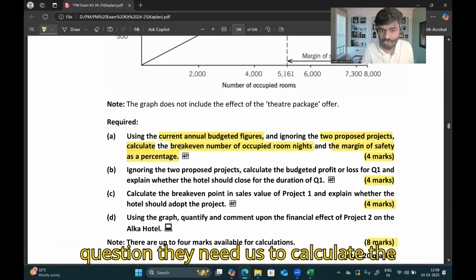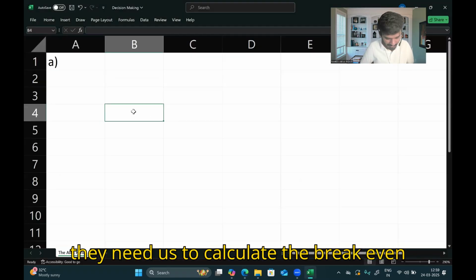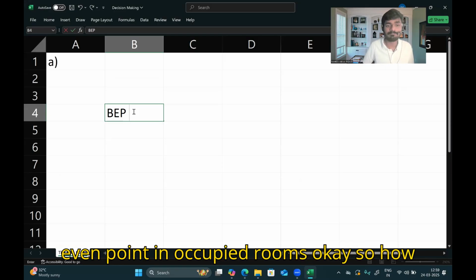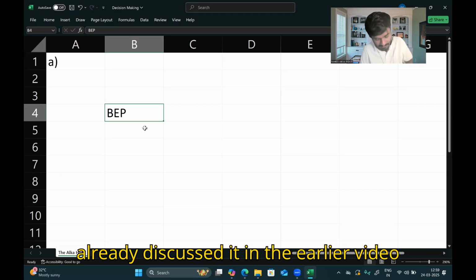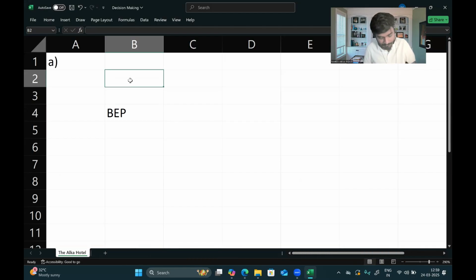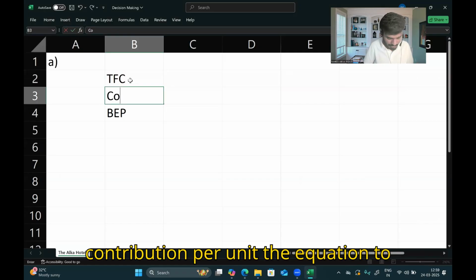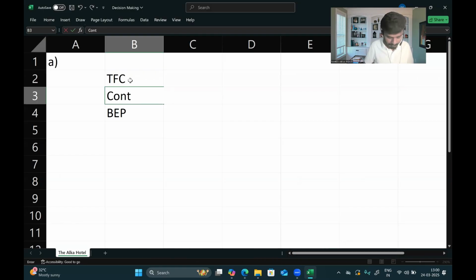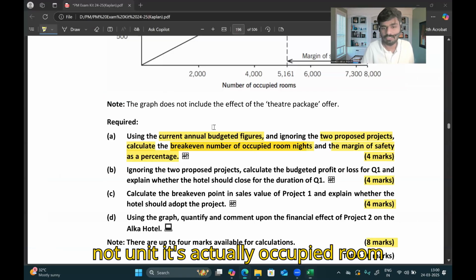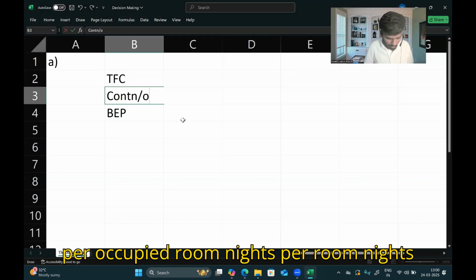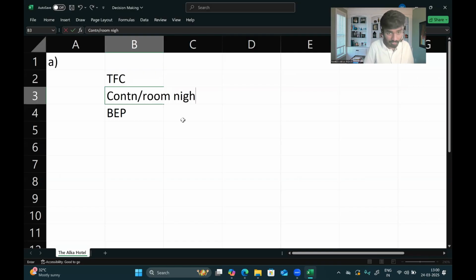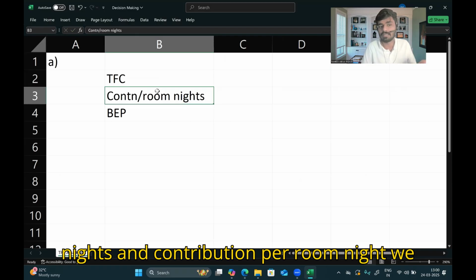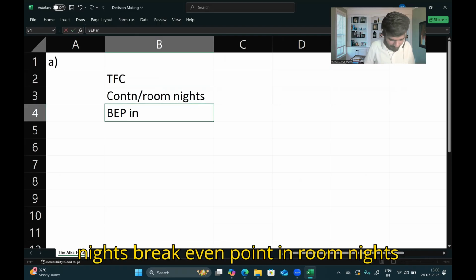So what was the question? They need us to calculate the break-even number of occupied rooms, or else we can say the break-even point in occupied rooms. How to calculate break-even point? I have already discussed in the earlier video that break-even point can be calculated by dividing total fixed cost by contribution per unit. Here it's not unit, it's actually occupied room nights, so we can write contribution per occupied room night. If we get the total fixed cost and the contribution per room night, we will get the break-even point in room nights.